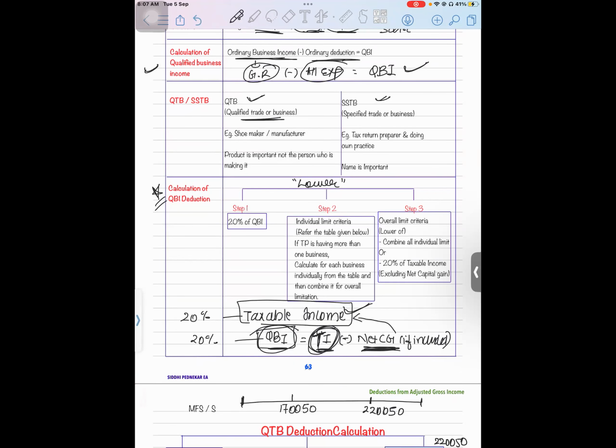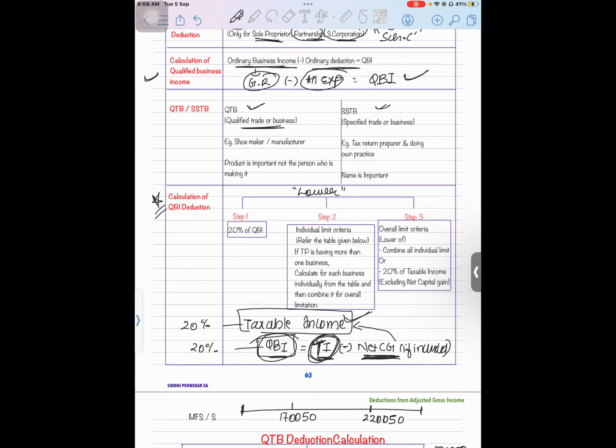So the product is most important. In that case, that type of business is called a qualified trade or business. It's simply a trading business. Got it? Where tangible products are involved.